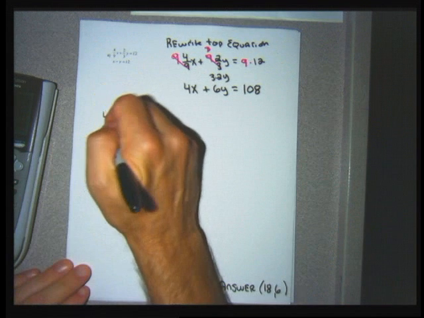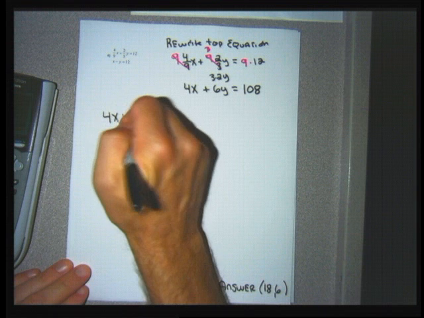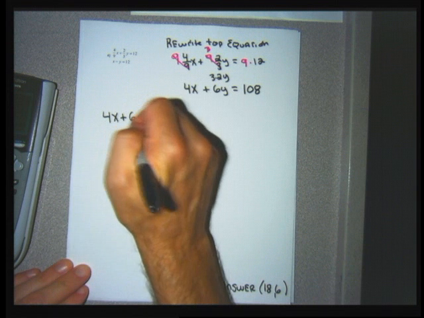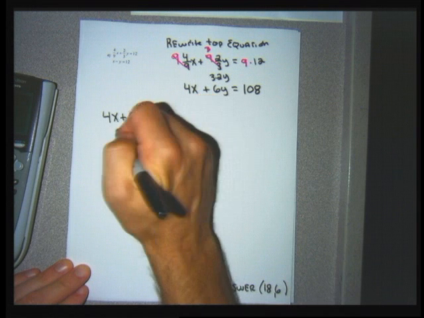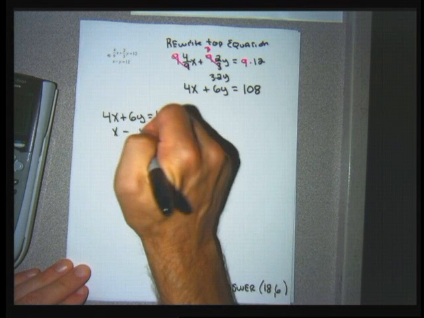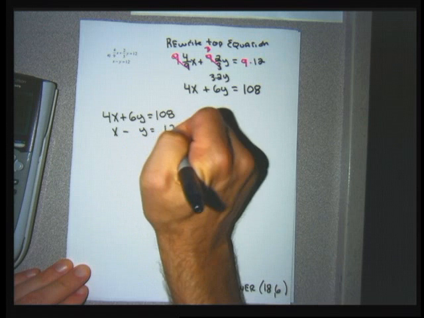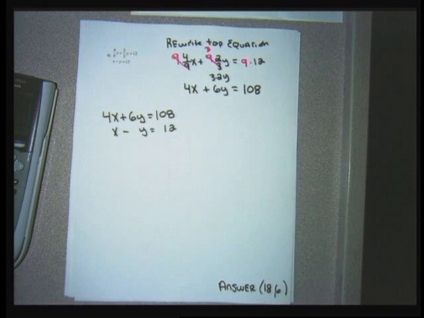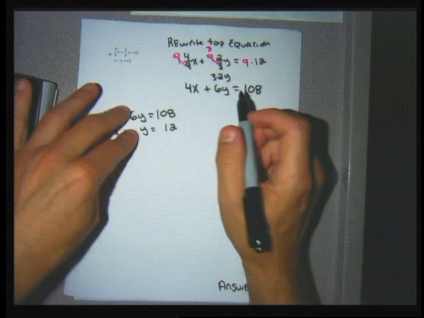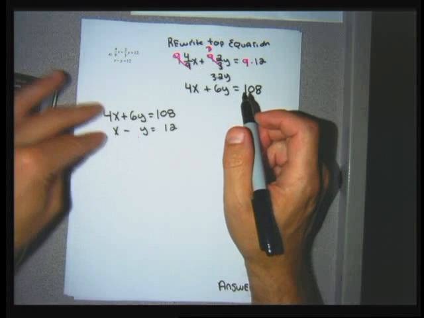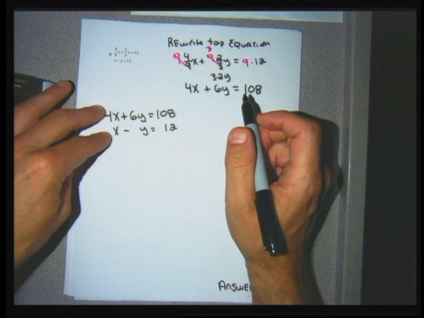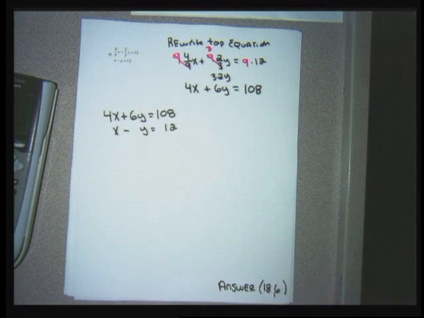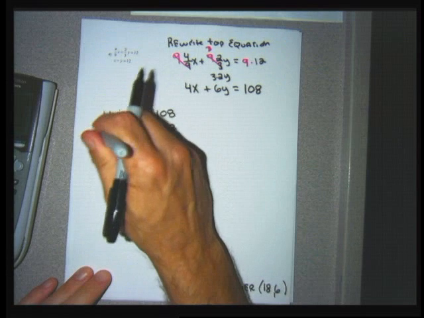Now I'm going to stack on top of each other the modified top equation, 4x plus 6y equals 108, and put that above x minus y equals 12. Probably easiest to drop out the y's, because the y's have opposite signs. You could make the bottom equation have a minus 4x and drop out the x's without much work, but it's easier to drop a letter if the signs are already different.